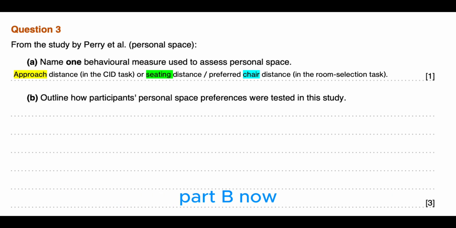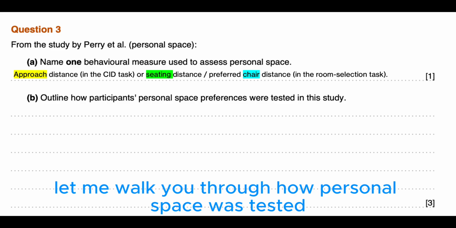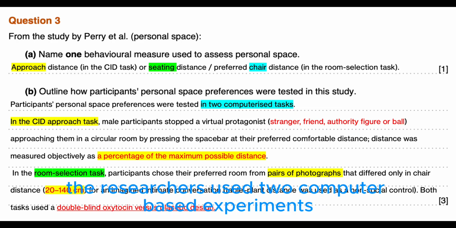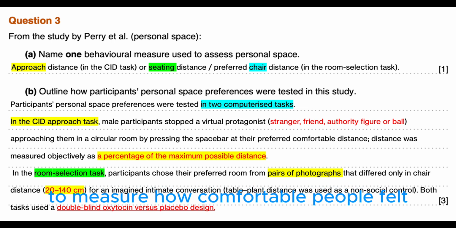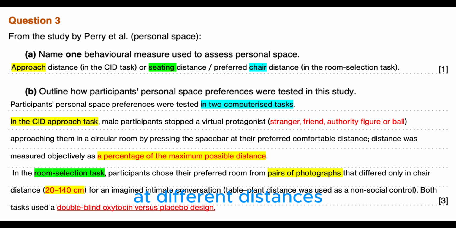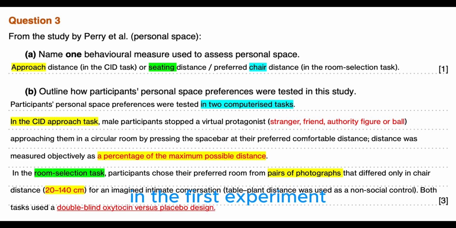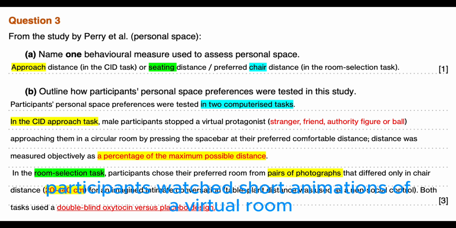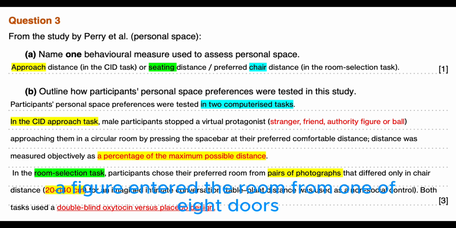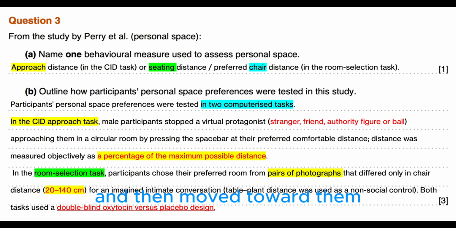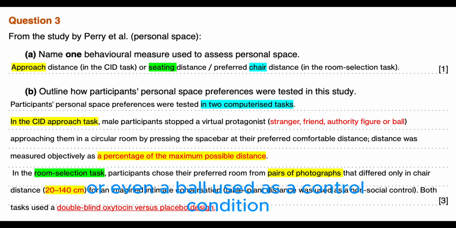Part B. Now, let me walk you through how personal space was tested in this study. The researchers used 2 computer-based experiments to measure how comfortable people felt at different distances. Experiment 1. Comfortable interpersonal distance, CID. In the first experiment, participants watched short animations of a virtual room. A figure entered the room from one of 8 doors and then moved toward them. This figure could be a stranger, a friend, an authority figure, or even a ball used as a control condition.